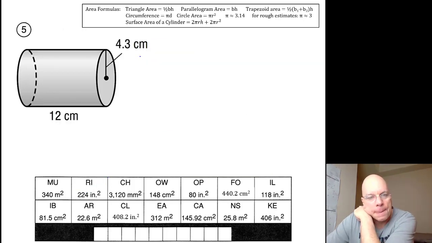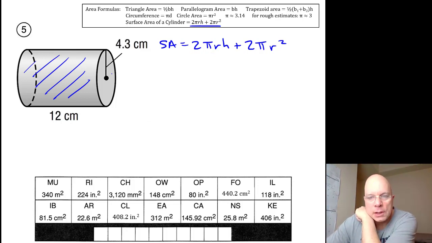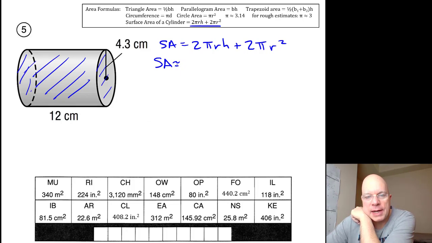Number 5 is a cylinder. Use the cylinder formula. Surface area of a cylinder is 2 pi r h plus 2 pi r squared. This first term is the lateral surface area. This becomes a rectangle when we unwrap it. And of course, pi r squared is the area of a circle, and we have 2 of those circular bases. I'm going to say approximately now because I know I'm about to substitute 3.14 for pi, which is an approximation of pi.